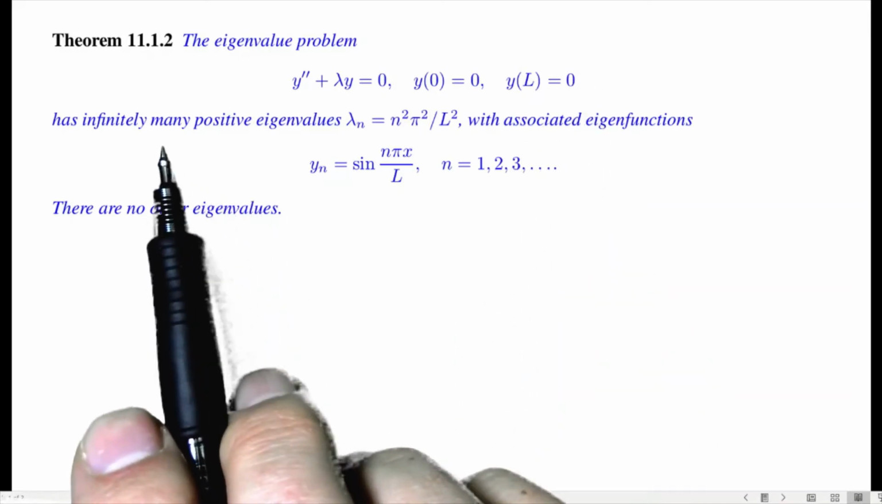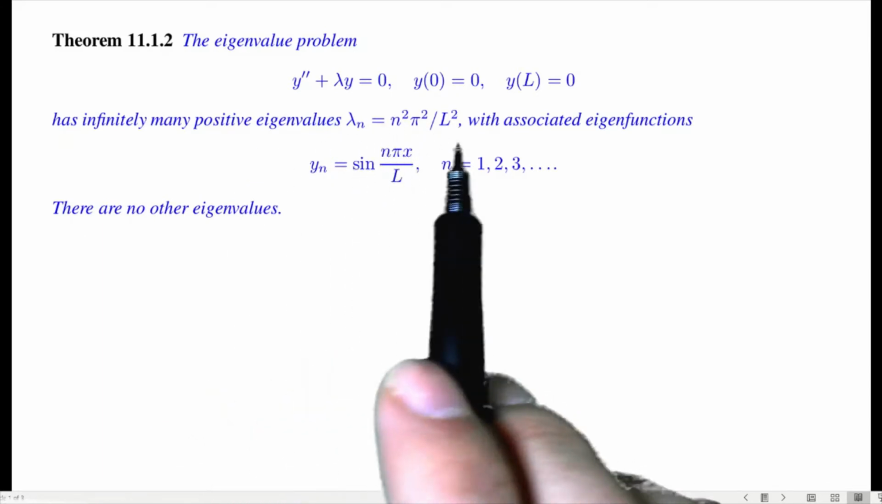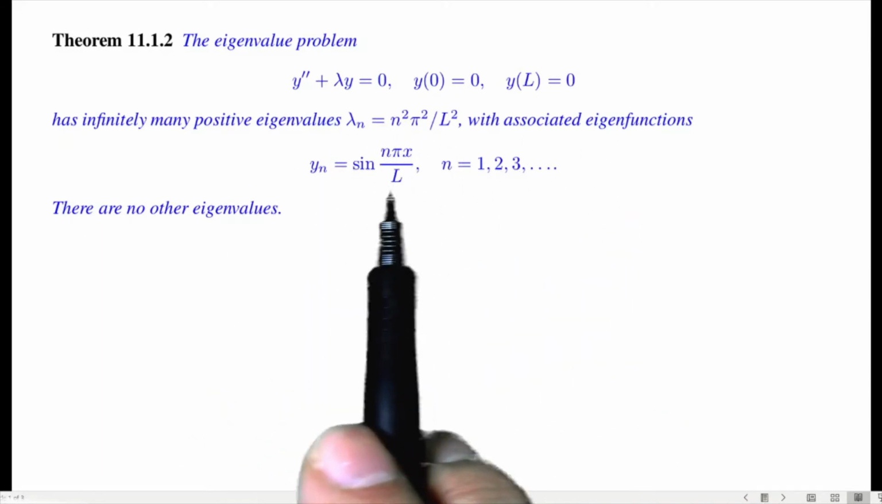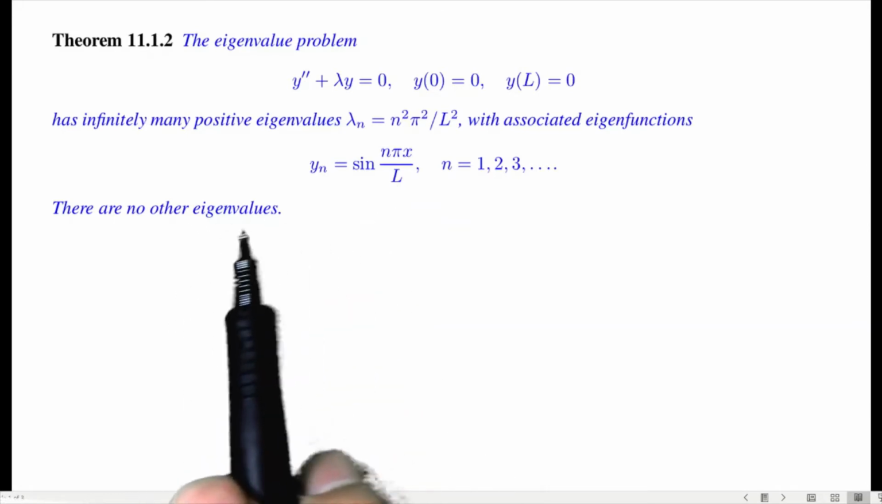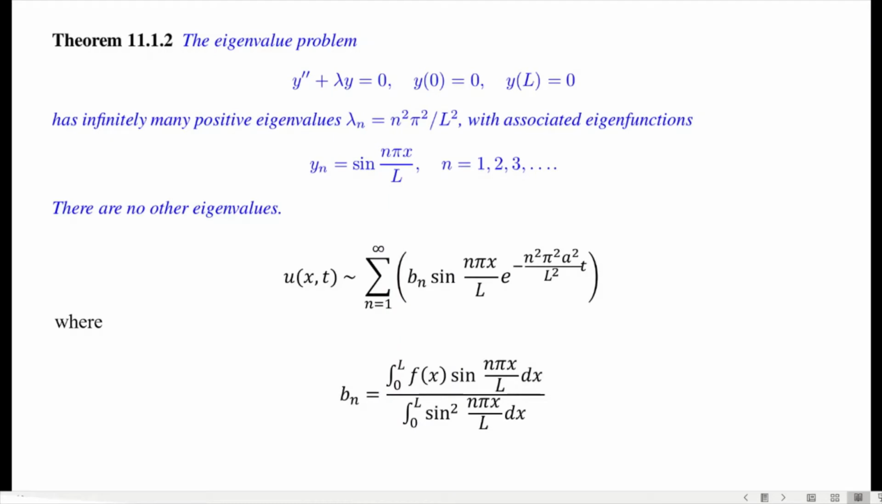Okay, and we know that it has infinitely many positive eigenvalues given by this with these associated eigenfunctions. These are all sine functions. And these are all of the eigenvalues. So that'll give us the solution. When we write down our final solution, it will look like this.